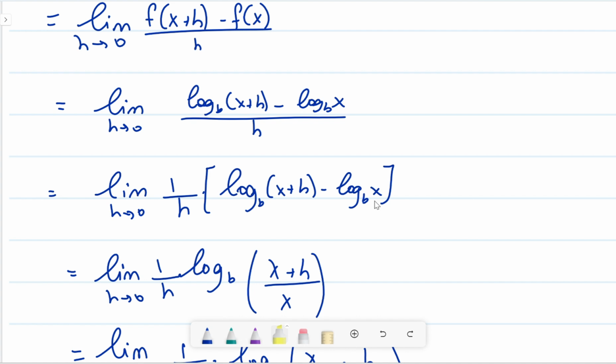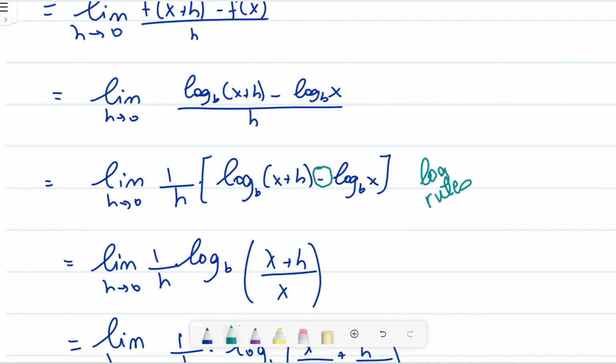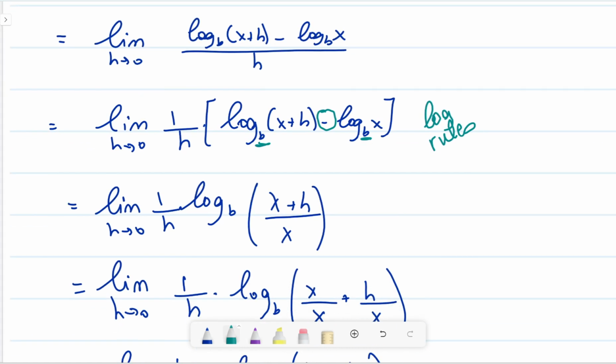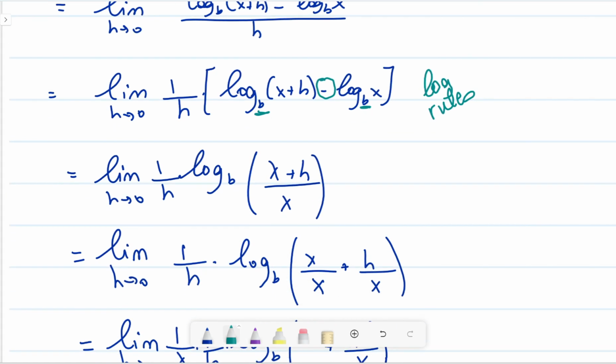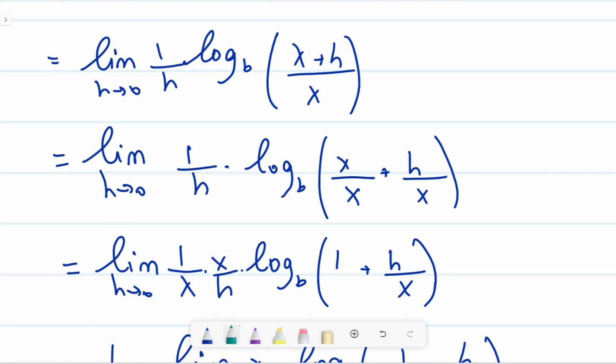And then, using log rules, we have log base b of x plus h minus log base b of x. Keep in mind that there's a minus sign here, so this becomes, and we have the same base, log base b of x plus h divided by x. Now x plus h divided by x, we can rewrite as two fractions with the same denominator. We can write this as x divided by x plus h divided by x. And x divided by x is 1, and h divided by x remains h divided by x.